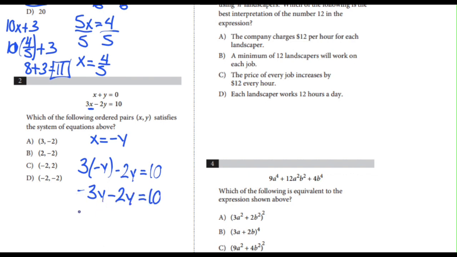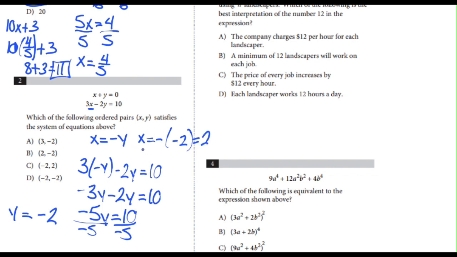Negative 3y minus 2y is negative 5y, which equals 10. And then finally, to get y by itself, we divide each side by negative 5. And we're going to get that y equals 10 divided by negative 5, which is negative 2. In order to find out what x is, we can plug that back in. We know x is negative y. So x is going to equal negative, and then y is negative 2. Negative negative 2 is going to be positive 2. So we'll get that x equals positive 2. And our ordered pair is going to be 2 comma negative 2. This will be our answer. And that's answer choice B.